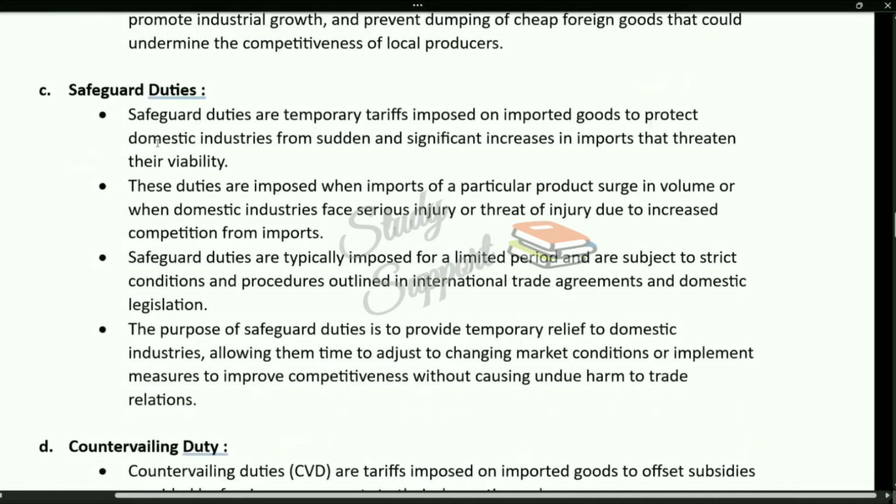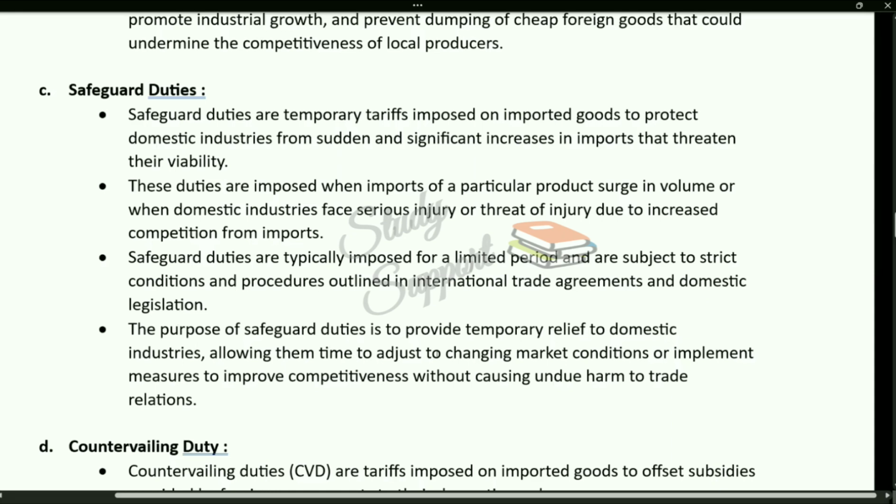C. Safeguard duties. Safeguard duties are temporary tariffs imposed on imported goods to protect domestic industries from sudden and significant increases in imports that threaten their viability. These duties are imposed when imports of a particular product surge in volume or when domestic industries face serious injury or threat of injury due to increased competition from imports. Safeguard duties are typically imposed for a limited period and are subject to strict conditions and procedures outlined in international trade agreements and domestic legislation.